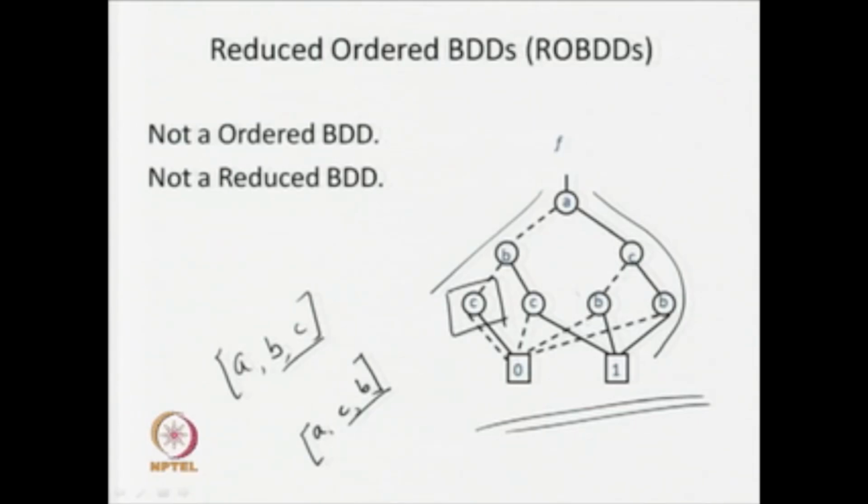Secondly, if you look into these two nodes, B equal to 0 evaluates to 0, here also B equal to 0 evaluates to 0. In this case, B equal to 1 evaluates to 1, and here also B equal to 1 evaluates to 1. That means, these are duplicate non-terminals. So, these two non-terminals can be merged into one non-terminal. Since we can apply the reduction rule to this particular BDD, that is why it is not a reduced BDD. So, this is not ordered because we do not have the similar order in every path, and it is not even reduced. Okay. So, this is a simple example that I am giving.